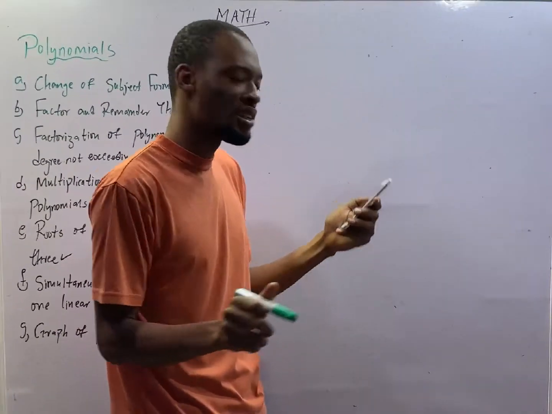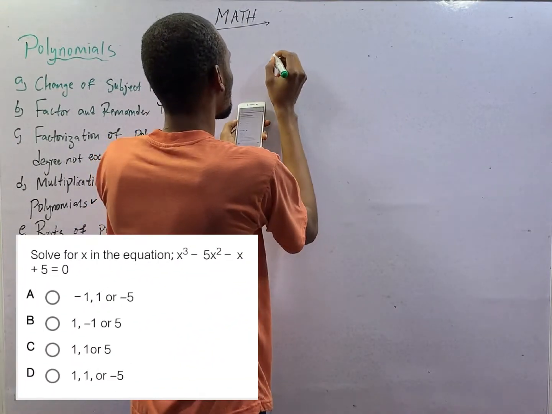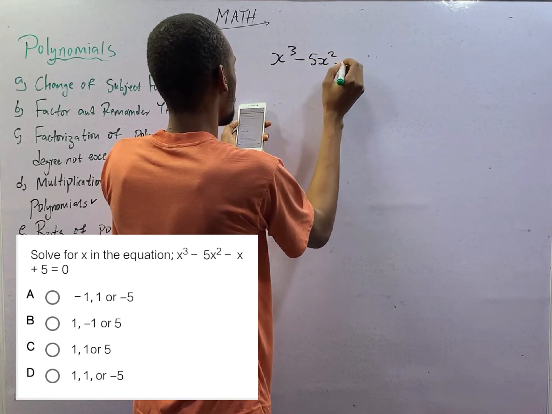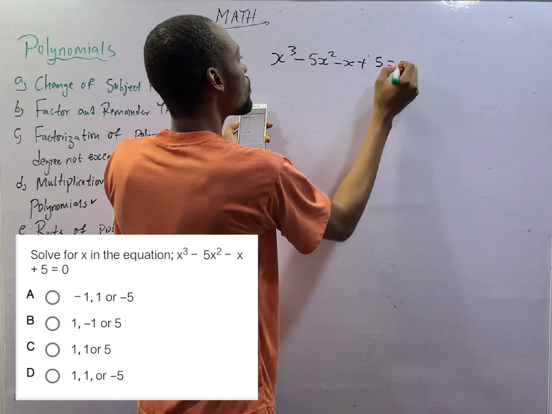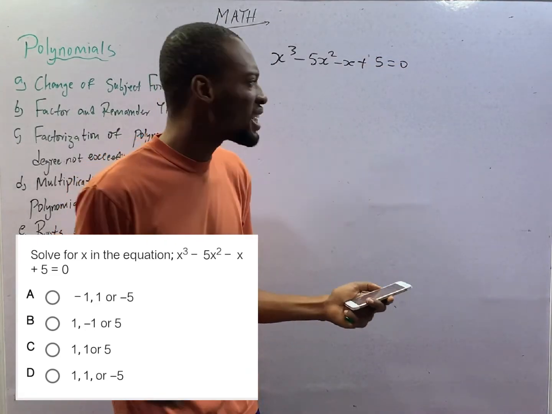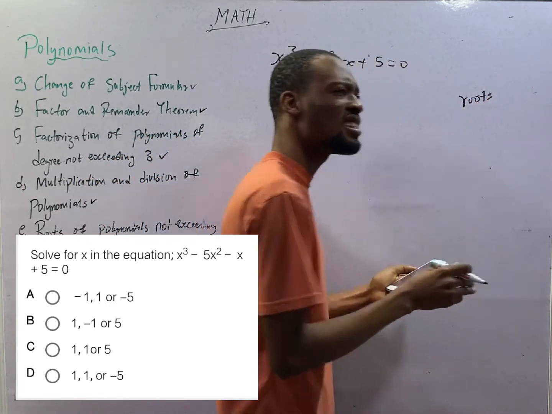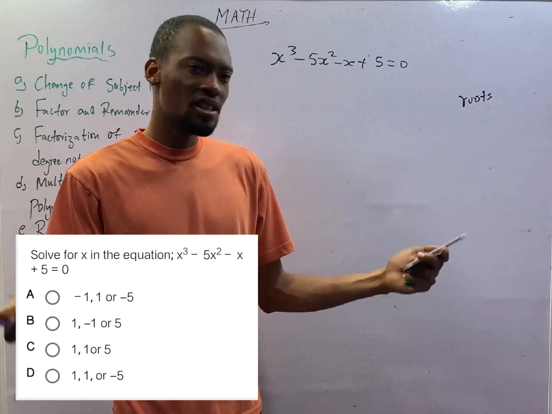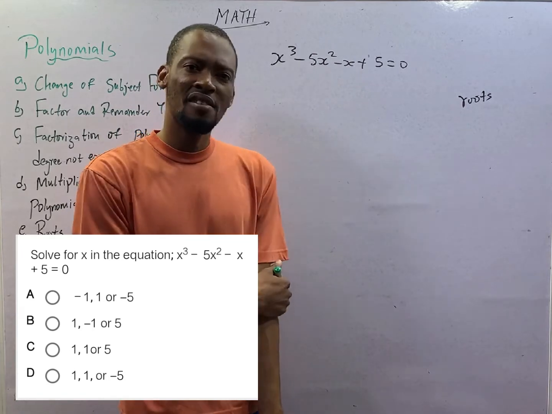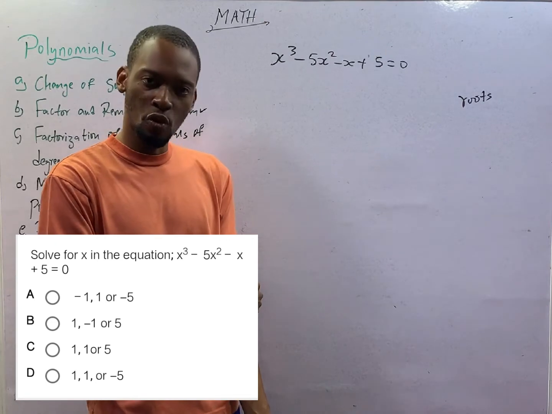Now look at this question. Exactly what I have been waiting for. See, you have s raised to the power of 3 minus 5s squared minus s plus 5 equals 0. They said solve for s. Solving for s is the same thing as saying find the roots, find the zeros, factorize completely, or solve a cubic equation.